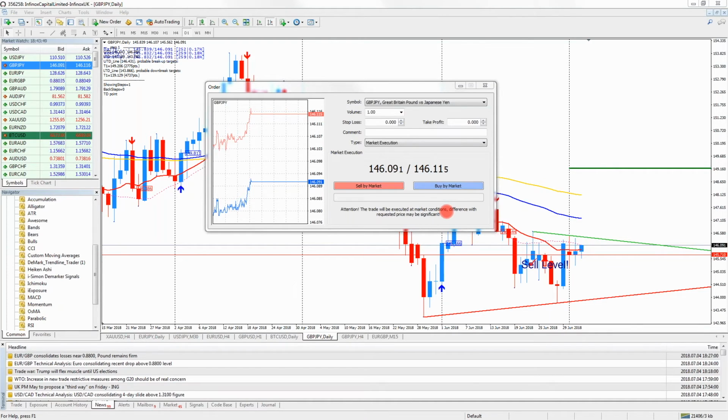So for every pip, remember, it's $10 per pip. Okay, so $10 is one lot. So when you trade one lot, that means roughly $10 a point. And if we're looking to make 10 to 20 pips here, for this to go to 146.21, 146.31, that would be $100 we'd make for every 10 pips, or $200 for every 20 pips. And it works like that.